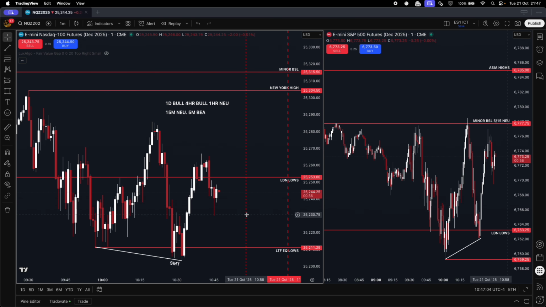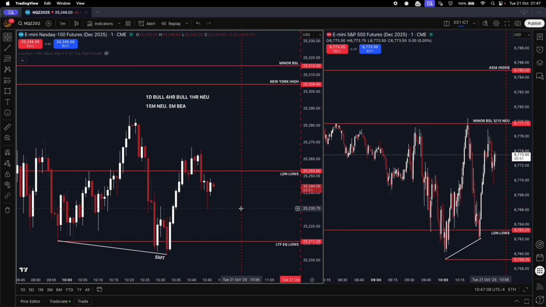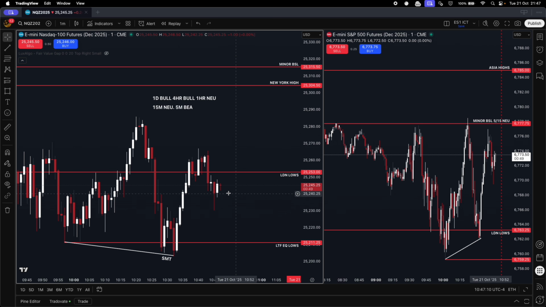So I'd much rather see both assets clean up a little bit, take a point of sell side, and then actually see more of a clean model to then look for longs.